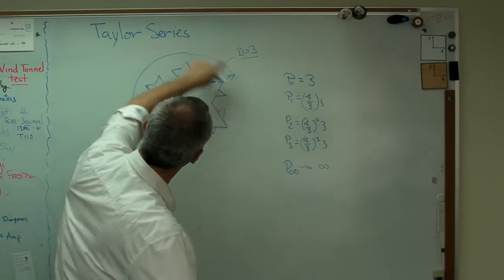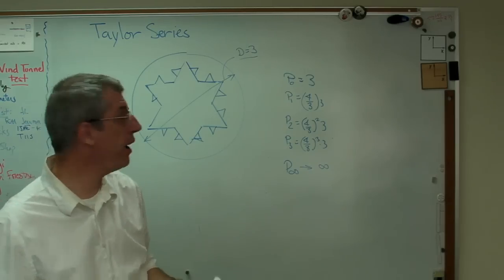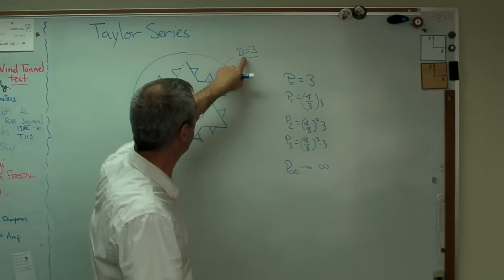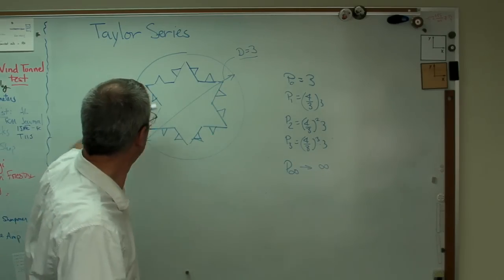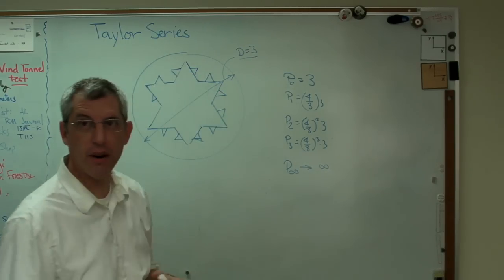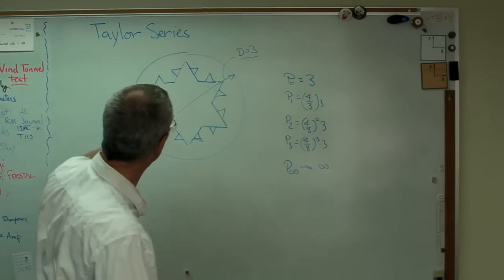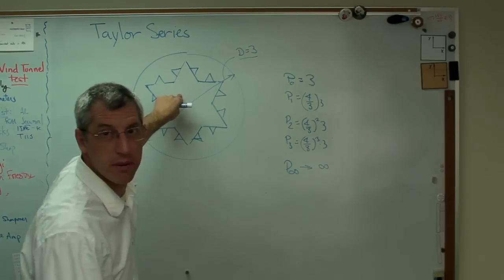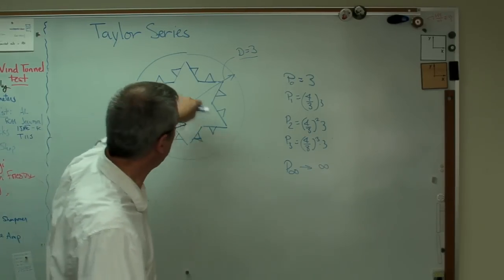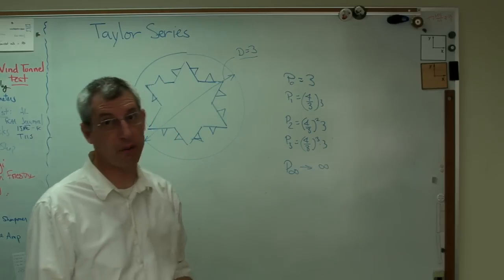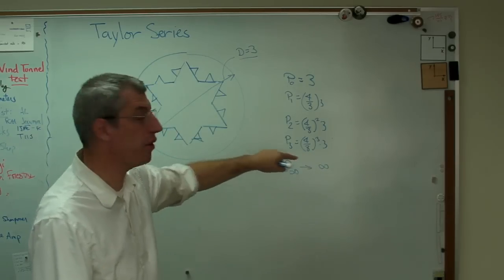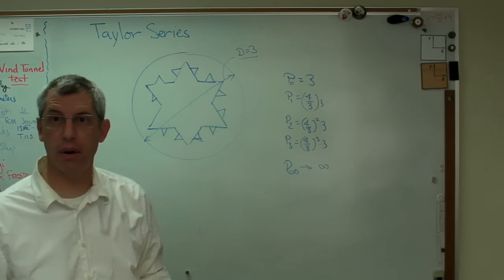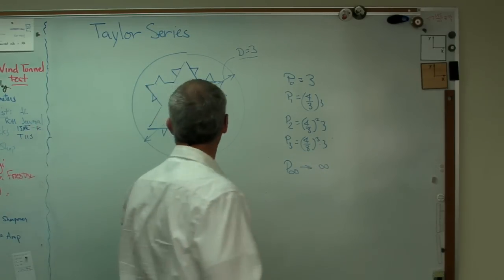Well, that circle there has finite area, right? Okay, it's pi r squared. Well, that diameter is 3, so the radius is 1/2. So I know exactly, pretty much, what the area is. It can't be bigger than a certain number. And this lives inside that, so this must have a finite area too. So this shape has an infinite perimeter and a finite area. So I can add an infinite number of terms and come up with a finite number, right? That's what a Taylor series does.